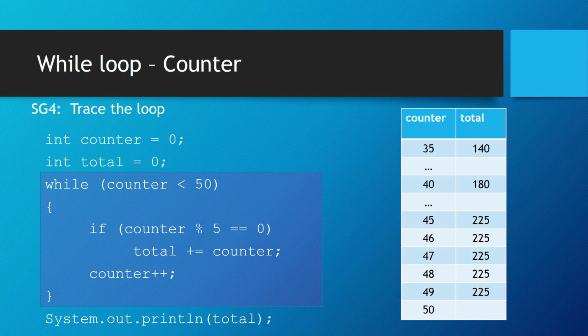When counter reaches 45, we add 45 to the total, which brings us to 225. We determined the termination condition during subgoal 3, so we already know that when counter reaches 50, we exit the loop. So the output is 225.